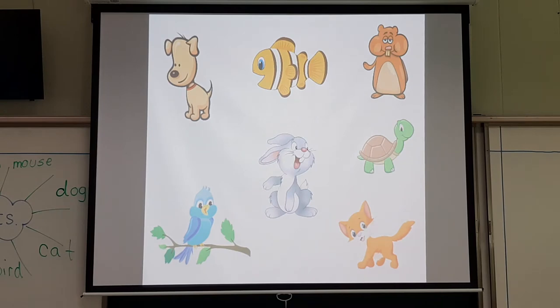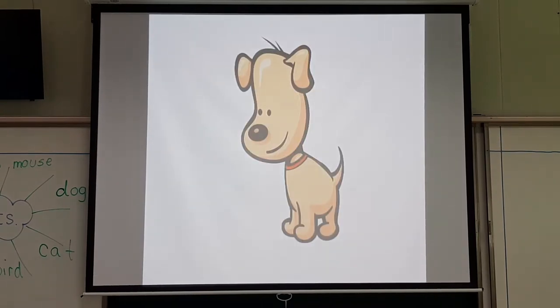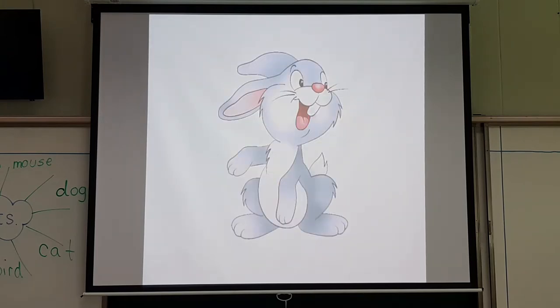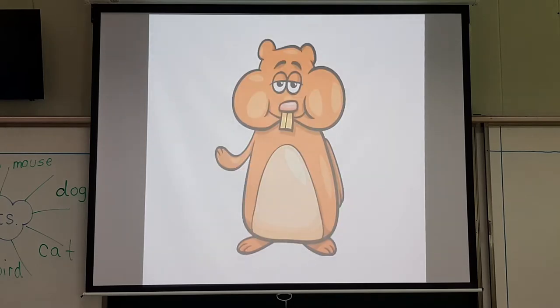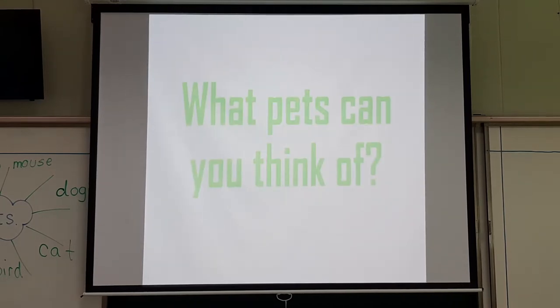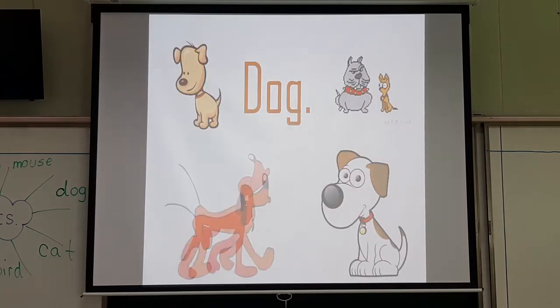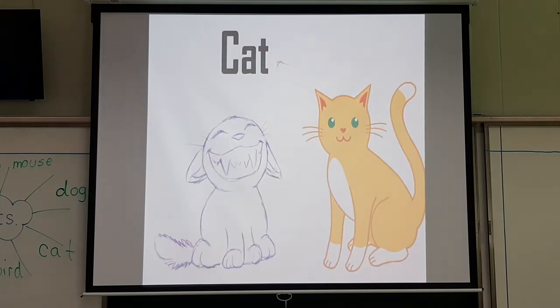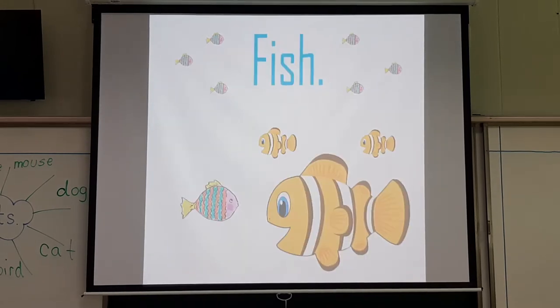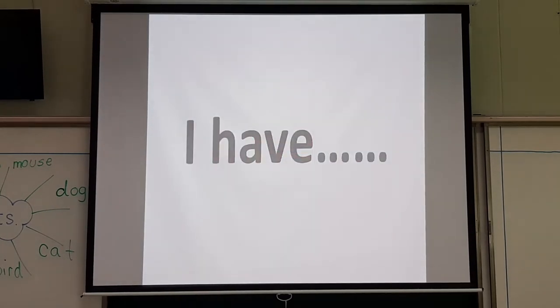Let's review. Say to me, what are they? This one is dog, bird, fish, rabbit, hamster, tortoise, cat. Okay, so one more time. Dog, cat, rabbit, hamster, bird, fish, tortoise. Okay, what pets do you have at home? I have a dog. I have a cat. What pets do you have?